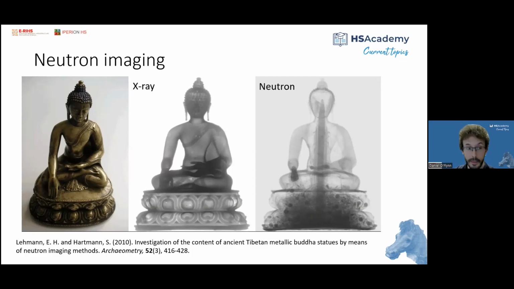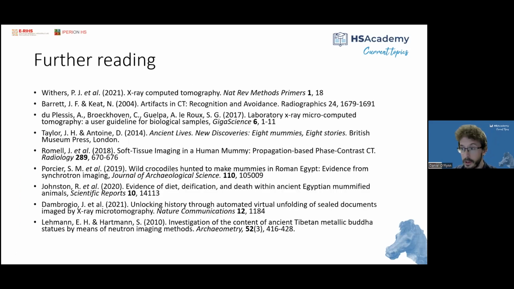So in this study by Lehmann and Hartmann, I'm showing here, X-rays provide detail in the bronze sculpture in the central image, but neutrons reveal an upright wooden stick in the center of the sculpture and a mass of plants inside the base, something that you would never notice on an X-ray image. So it's a very powerful complementary method to X-ray imaging. So that brings me to the end of what I wanted to talk about.